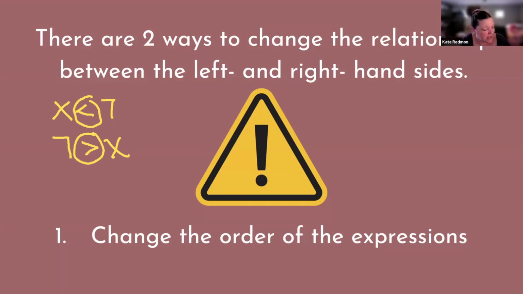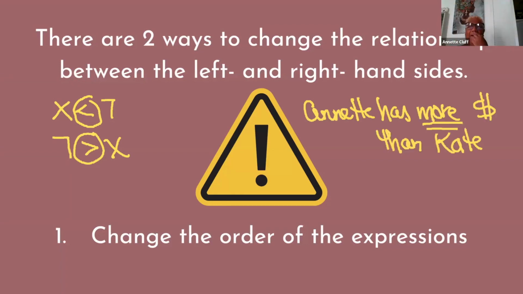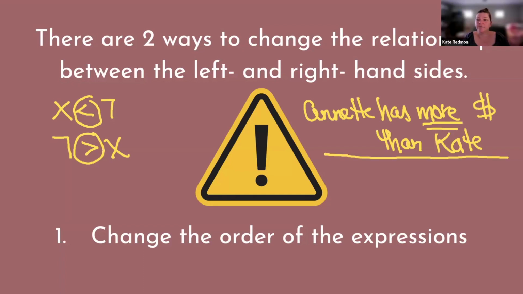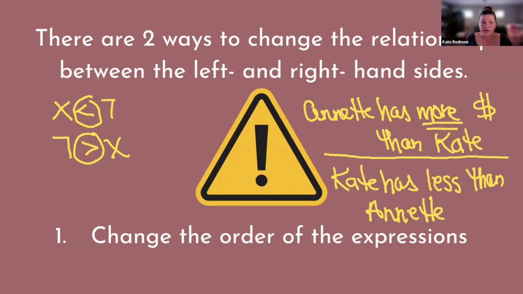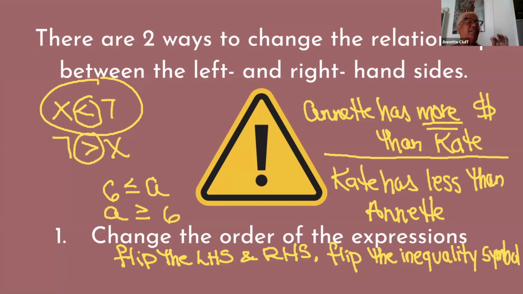It's just like me saying Annette has more money than Kate, considering how much money I lose every day on Light and Salt Learning. I am paying for the privilege to work. Well, what if I want to talk about me first? Because I'm a little self-centered. Y'all know this already. Kate has less than Annette. So same thing here. If X is smaller than 7, then 7 is bigger than X. And so if you flip the left and the right-hand sides, then you must flip the sign. So we need to be able to recognize the one in the multiple choices that means the same as ours. I may be starting to like inequalities now.